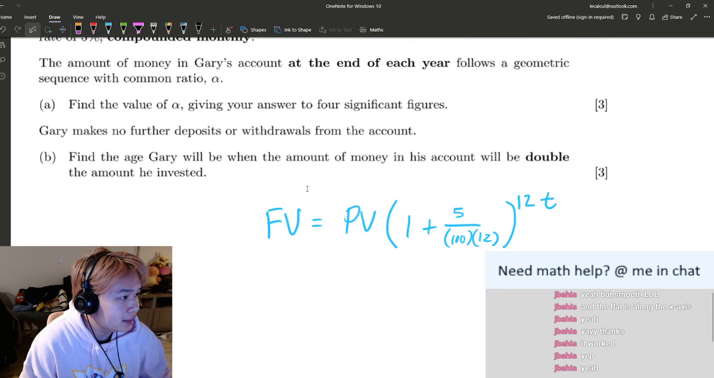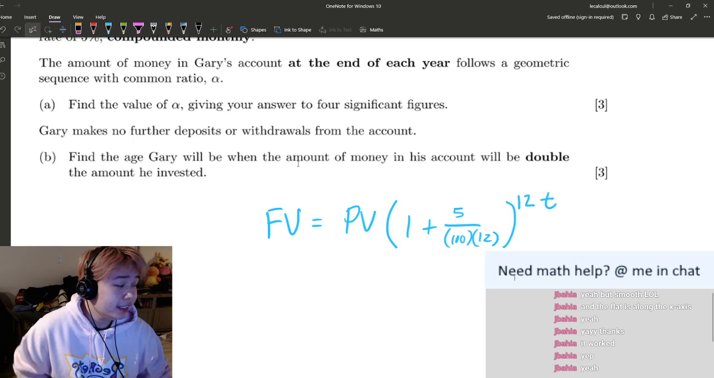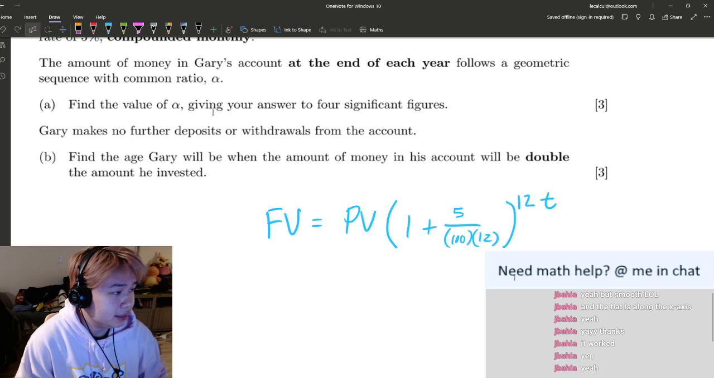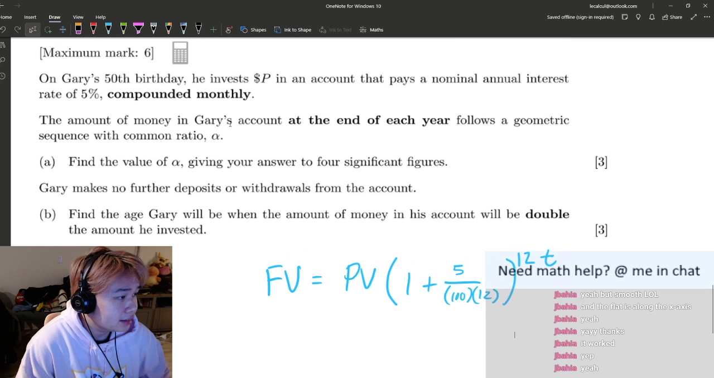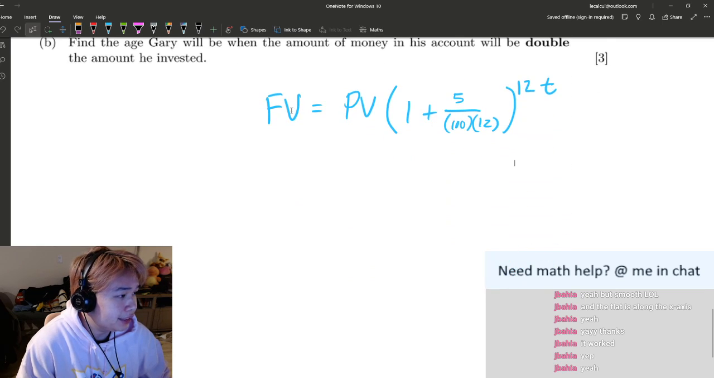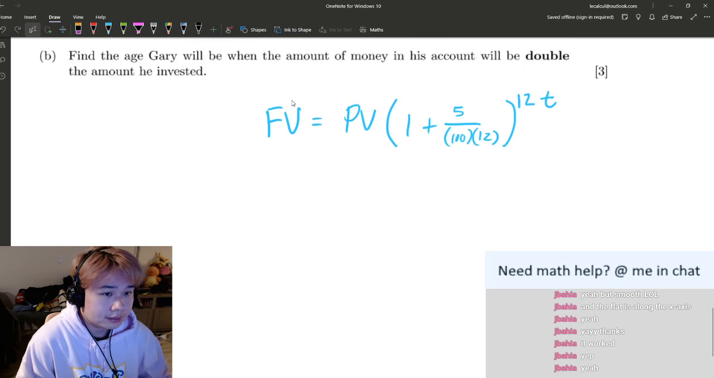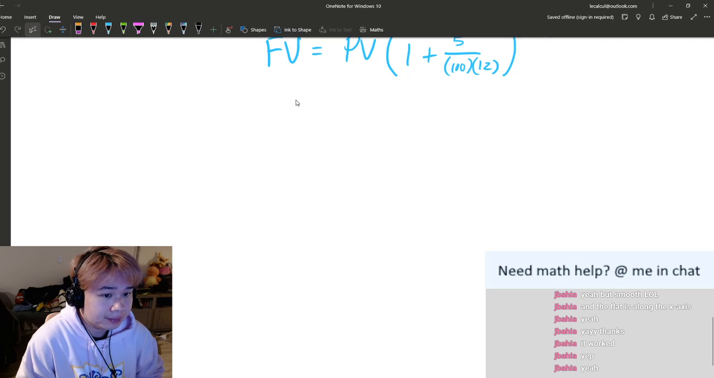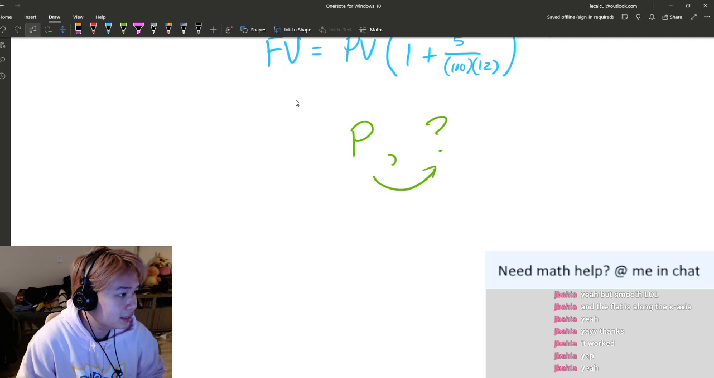Okay, so back to this one. This is our compound interest formula, and we need to find the common ratio alpha. And what we can do is we can find out how much is going to be in the account after 1 year, because we know that he has P, and then the next year he'll have some amount. And then of course, because it's a geometric ratio, we multiply that by alpha. So if we know what these two values are, we divide them to get alpha.